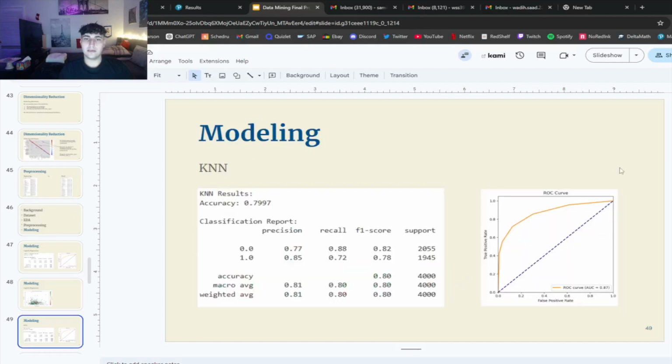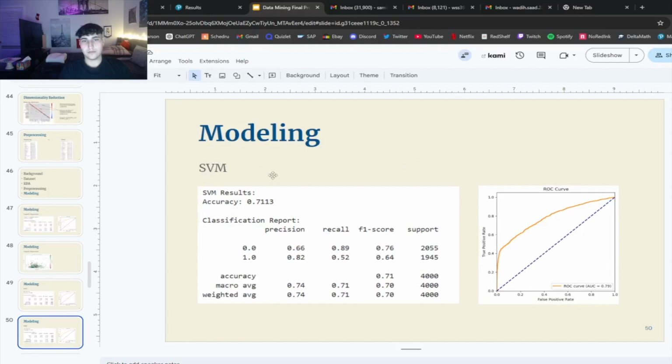Here we have the KNN model, which has an accuracy rate of 0.79, which is higher than the logistic regression model that we previously just showed, and the ROC curve, which has a visual difference. Here we have the SVM model, which has a lower accuracy rate than both the logistic and the KNN, coming at a 0.71 accuracy rate, and the ROC curve as well.